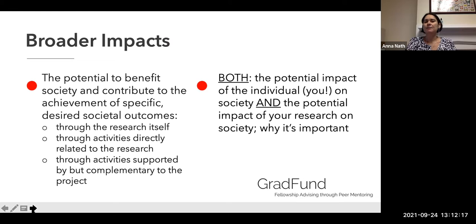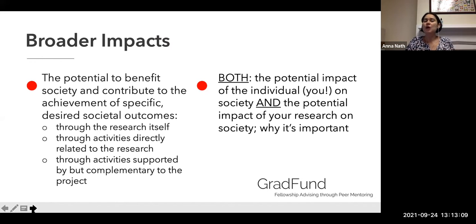Broader impacts is often a difficult category across the board because you do have to think bigger than your department, bigger than academia, bigger than I want to finish my dissertation, right? Broader impacts is the potential to benefit society and contribute to the achievement of specific desired societal outcomes, right? Whatever that is. It could be, whether you're thinking about the Mellon Foundation, the Andrew Mellon Foundation, a big humanities funder, right? And their interest in promoting the importance of humanities, dealing with big humanities questions for society at large. So that's what you're thinking about with broader impacts when you're thinking outside of the discipline.